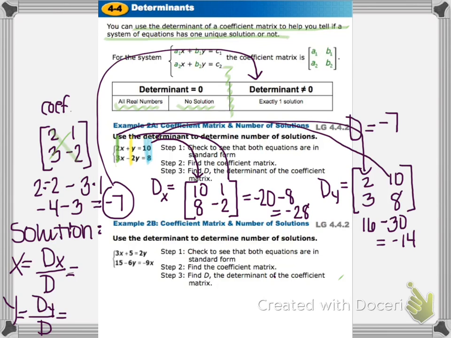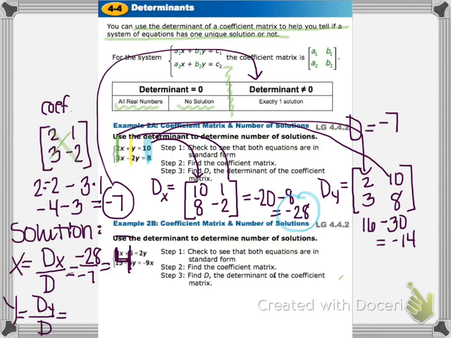So let's go ahead and do that here. I'm going to take D sub x, which was negative 28, and divide it by the determinant of the original coefficient matrix, and I get negative 28 divided by negative 7, which gives me a positive 4.